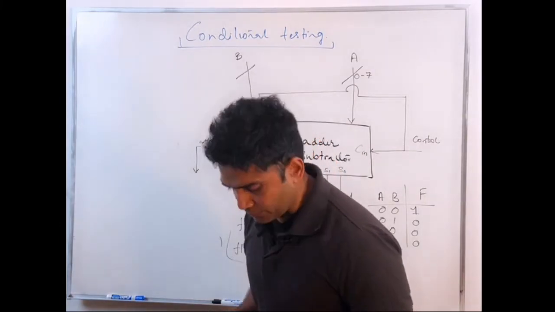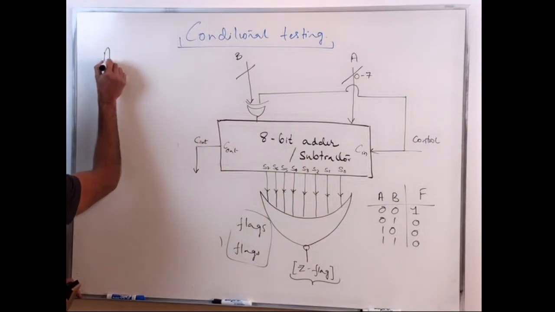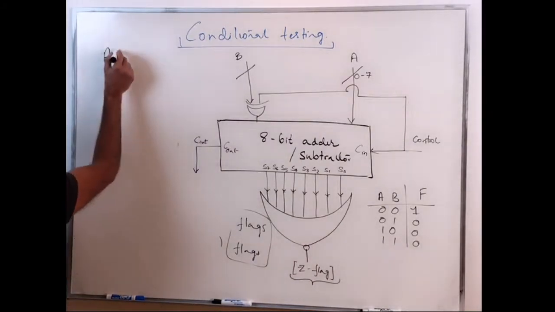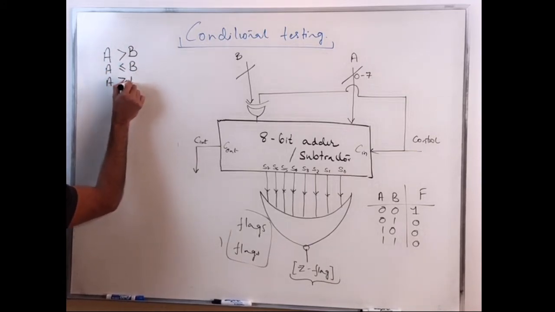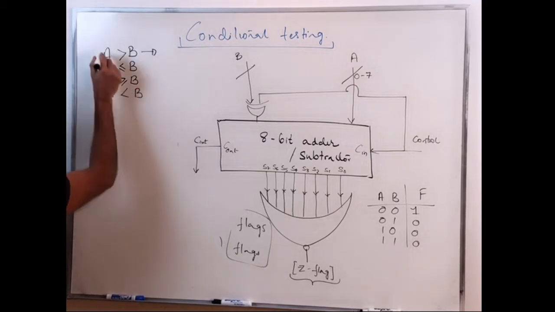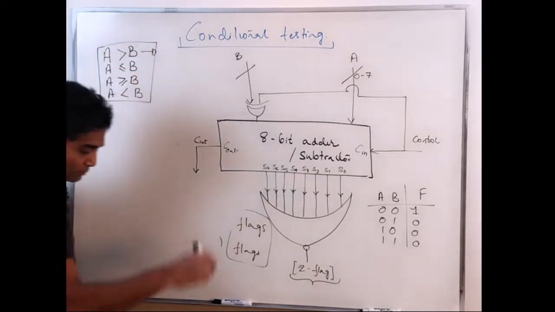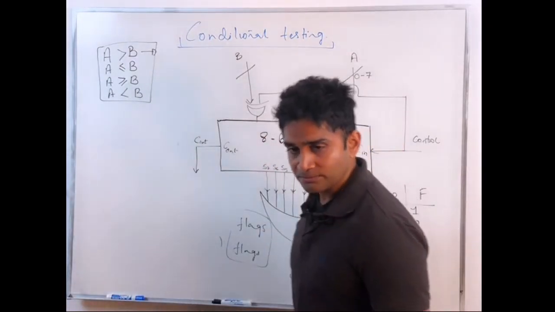All right. So if you have no questions, let's move on to trying to configure flags that can test A greater than B, A less than or equal to B, A greater than or equal to B, and A less than B. So this is A strictly larger than B, A less than or equal to B, A larger than or equal to B, and then A strictly less than B. These are the 4 conditions I want to test using flags. Okay, so how do we do this?